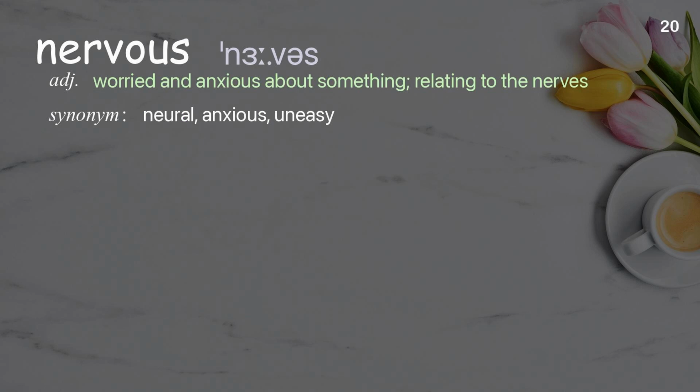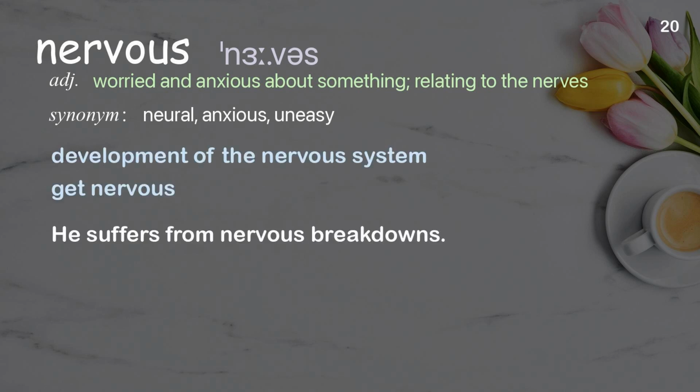Nervous. Worried and anxious about something, relating to the nerves. Examples: Development of the nervous system. Get nervous. He suffers from nervous breakdowns.